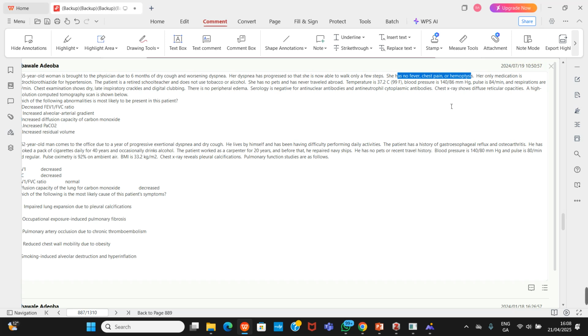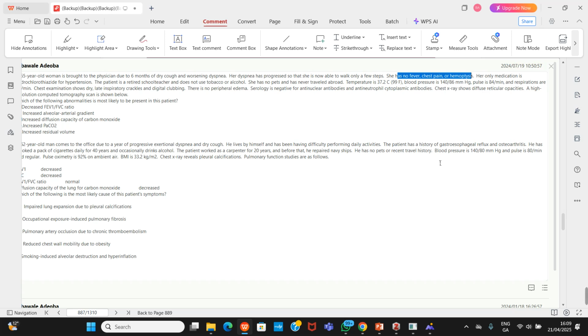His only medication is thiazide for hypertension. The patient is a retired school teacher and does not use tobacco or alcohol. He has no pet and has never traveled abroad. Temperature is 37.2, blood pressure is 140, pulse is normal. Chest examination shows dry, late inspiratory crackles and digital clubbing. There's no peripheral edema. Serology is negative for ANA and ANCA. Chest X-ray shows diffuse reticular opacity. A high resolution CT scan is shown.